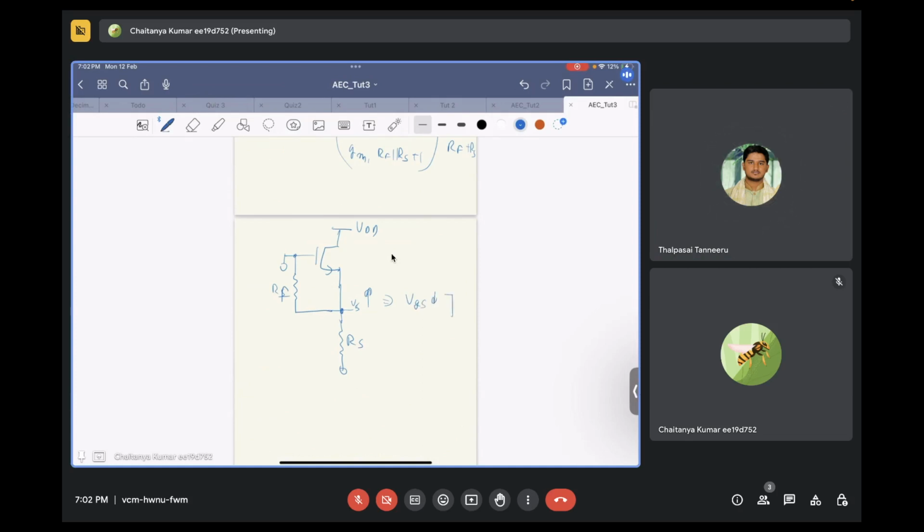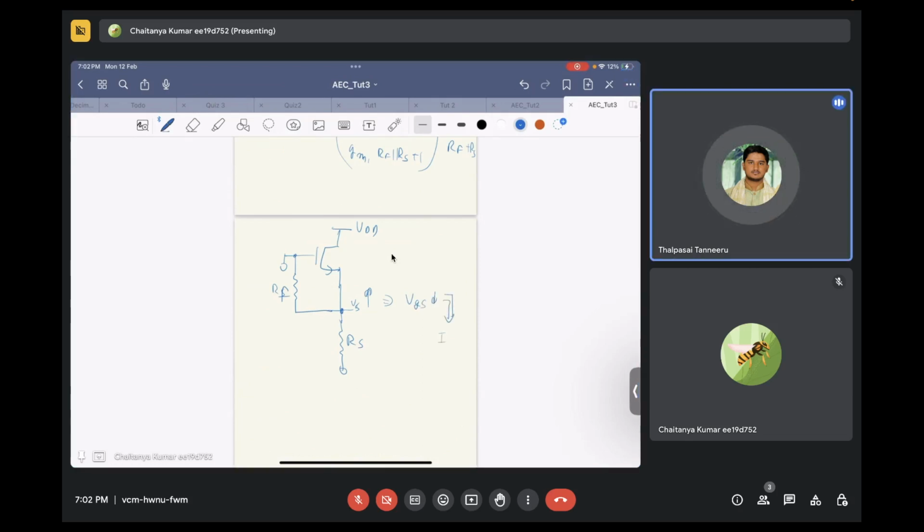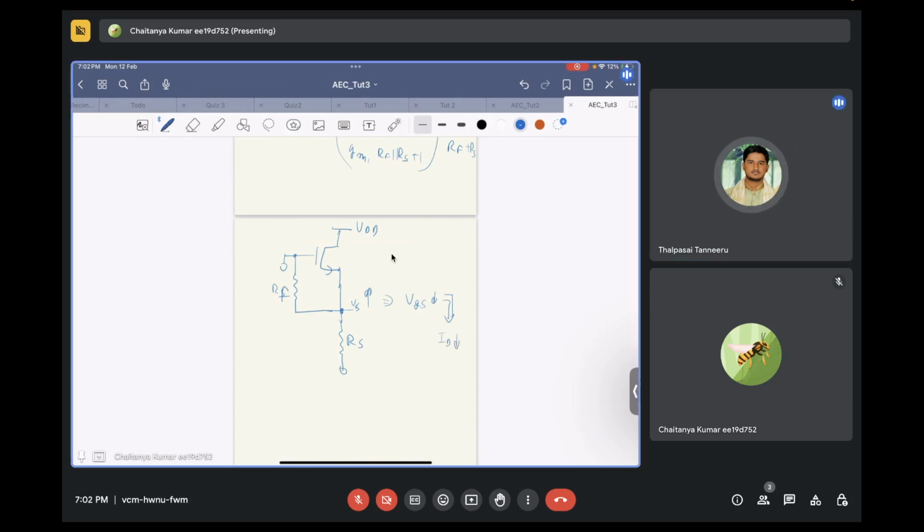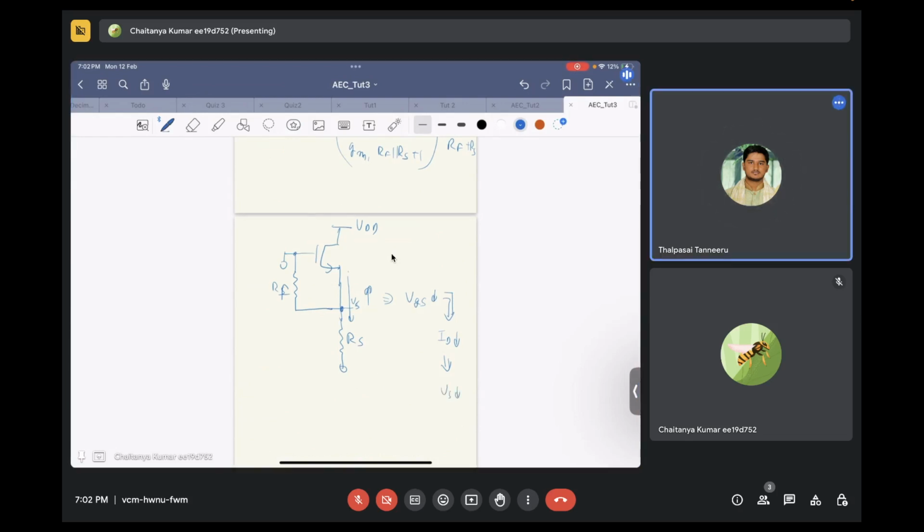What will happen to the current? The current will also reduce, because it is related to VGS. So the current that is flowing like this has reduced. What will happen to VS now? VS will also reduce. So if VS was trying to go up, the transistor is trying to bring VS back to its original position, trying to reduce VS. So the circuit is in negative feedback.